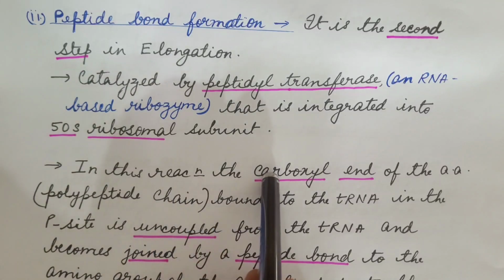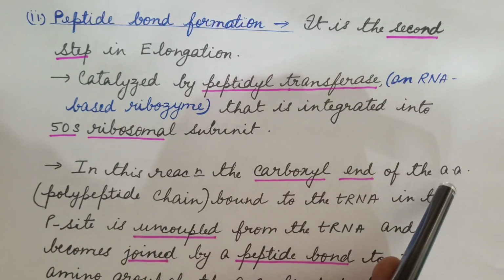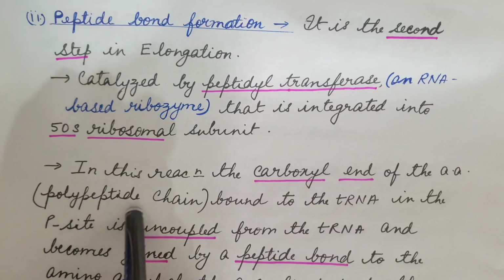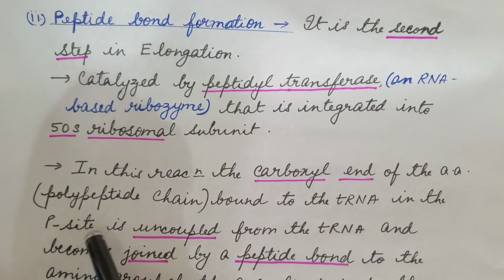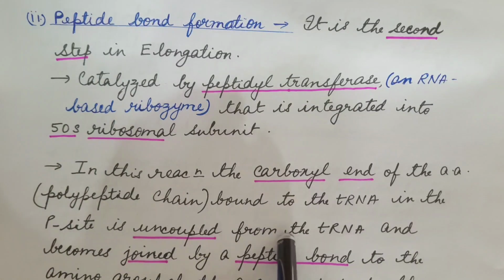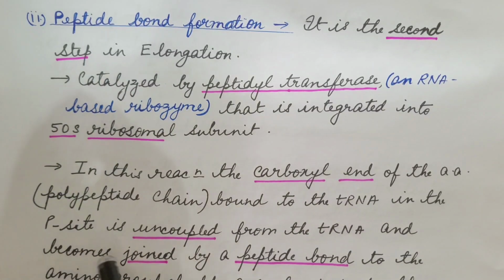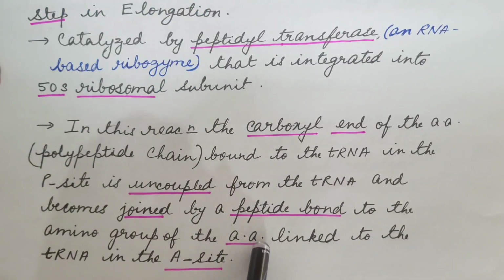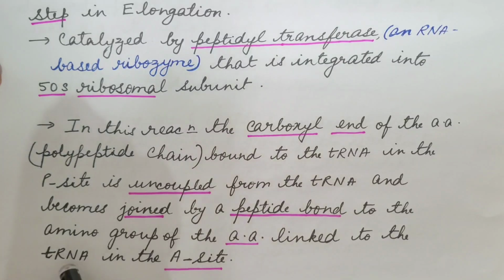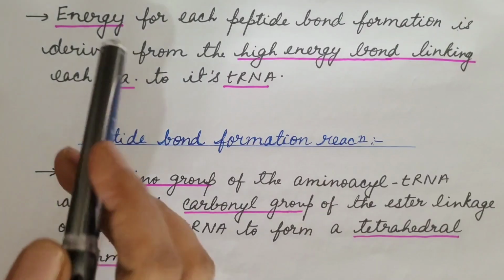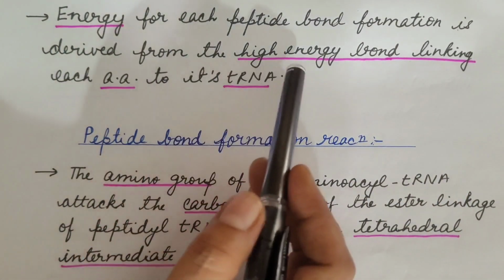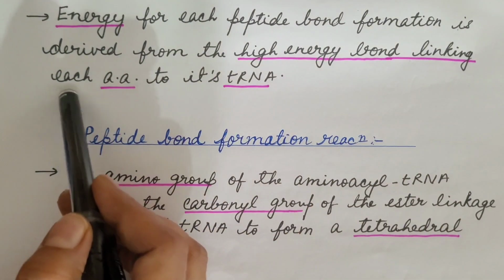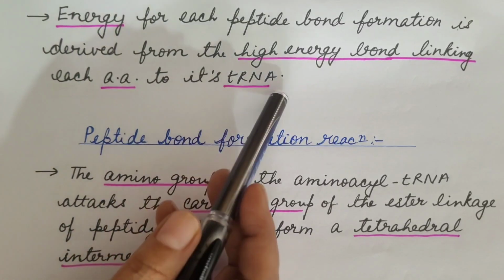In this reaction, the carboxyl end of the amino acid, or in further steps the polypeptide chain, bound to the transfer RNA in the P site, is uncoupled from the transfer RNA and becomes joined by a peptide bond to the amino group of the amino acid linked to the transfer RNA in the A site. The energy for each peptide bond formation is derived from the high energy bond linking each amino acid to its transfer RNA.